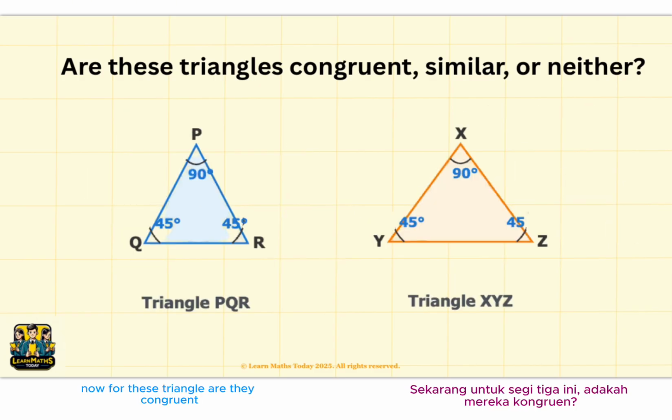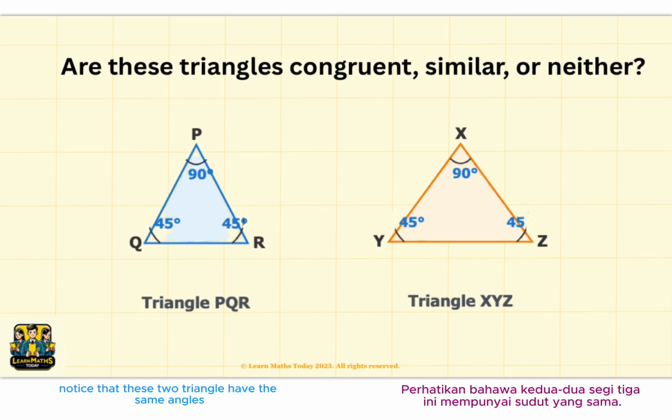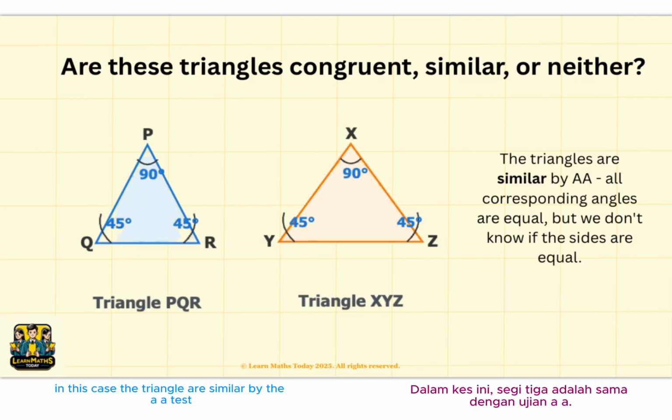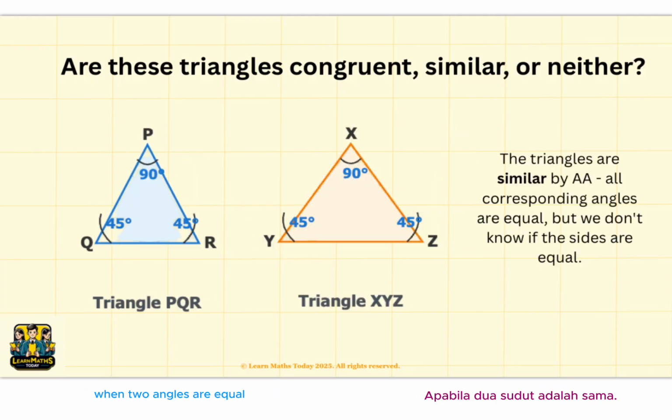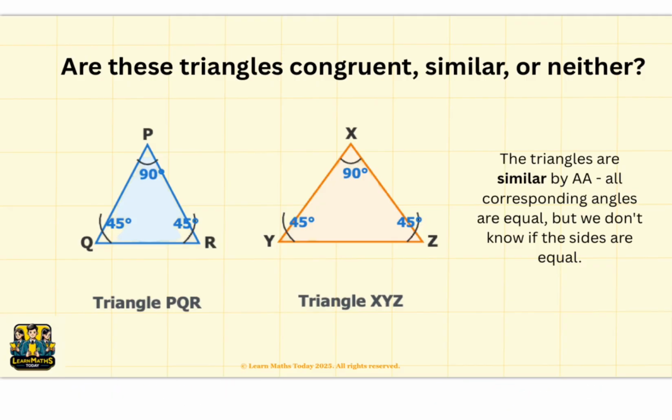Now for these triangles, are they congruent, similar, or neither? Notice that these two triangles have the same angles: 90, 45, 45. So three sets of angles are corresponding and the same. In this case, the triangles are similar by the AA test. When two angles are equal, we know that the third angles are also equal by default. So these two triangles are definitely similar by the AA similarity test.